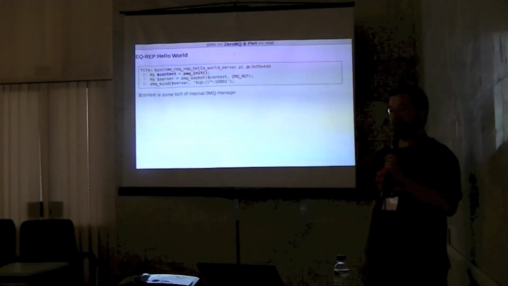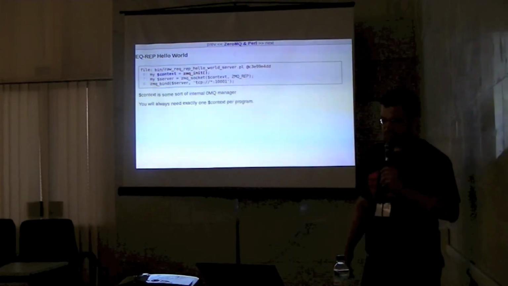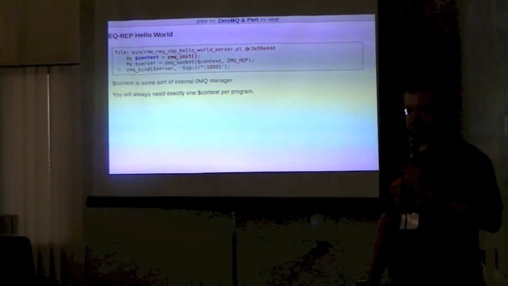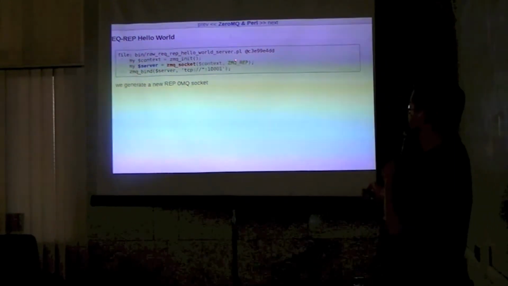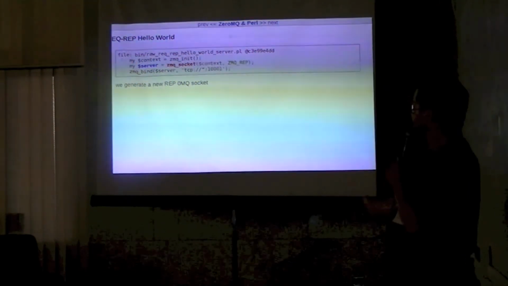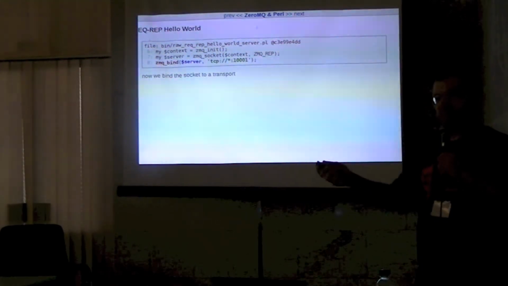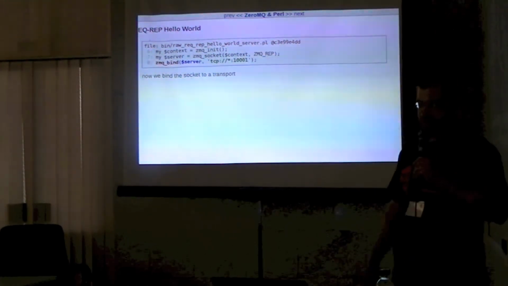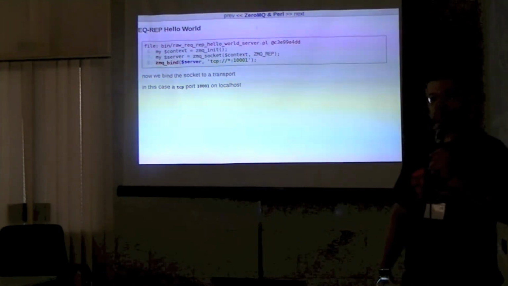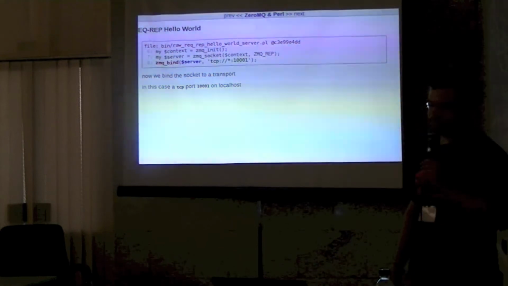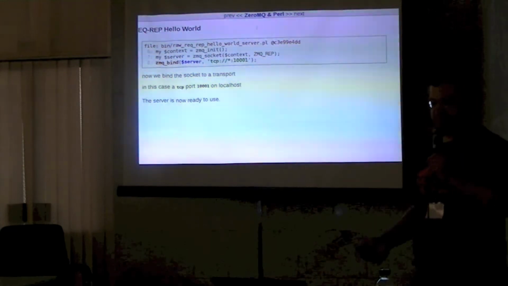Then you have to initialize a context, which is some sort of internal ZeroMQ queue manager. You always need exactly one context per program. Then you can generate a new socket using zmq_socket and say what kind of socket you want and the context, and you get back a socket. And then you can now bind to some transport layer. In that case, we bind to TCP on localhost port 10,001. So from now on, the server is ready to use, but doesn't accept any messages yet.